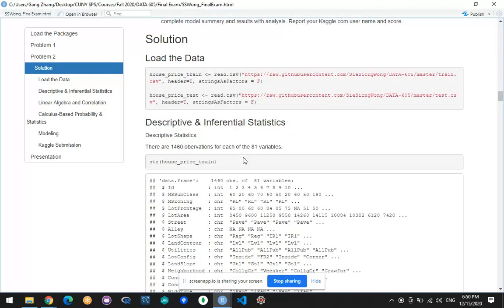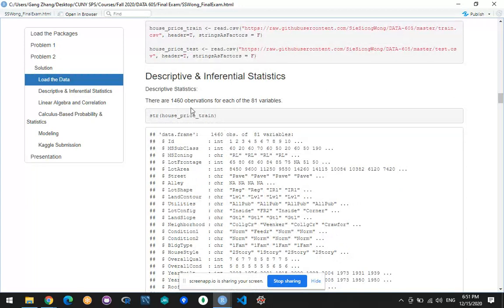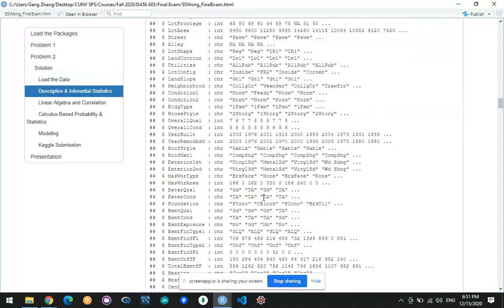For the section on descriptive and inferential statistics, first of all, I just run the str function on the house price train data, to see things such as the number of observations and the data type for each column. There are 1460 observations of 81 variables.